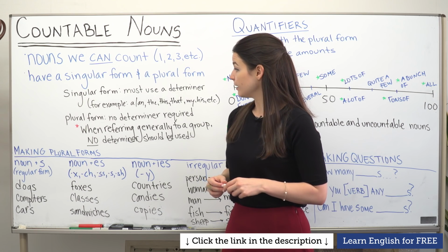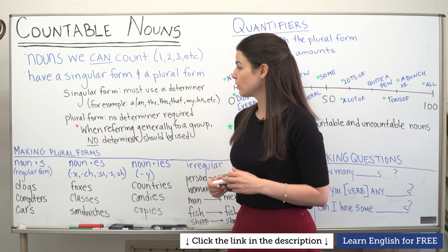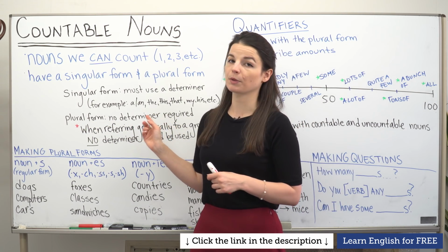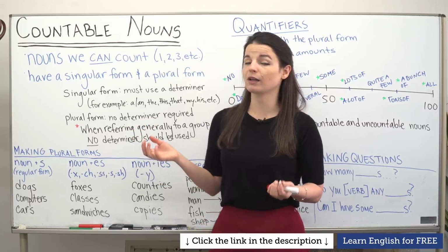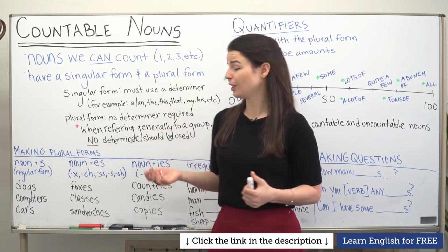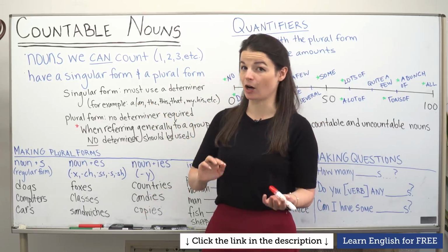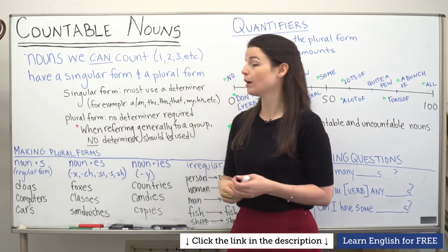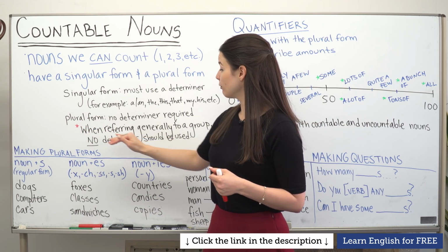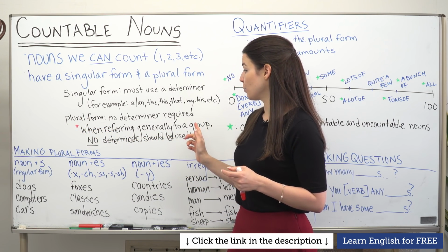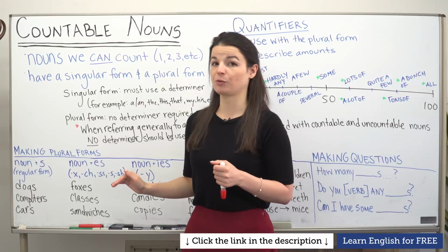Okay, let's look at the plural form. My note for the plural form here is that no determiner is required. So you don't always have to use a determiner here with the plural form, the dogs, his dogs, her dogs, for example. But if you're referring generally to a group, no determiner should be used.